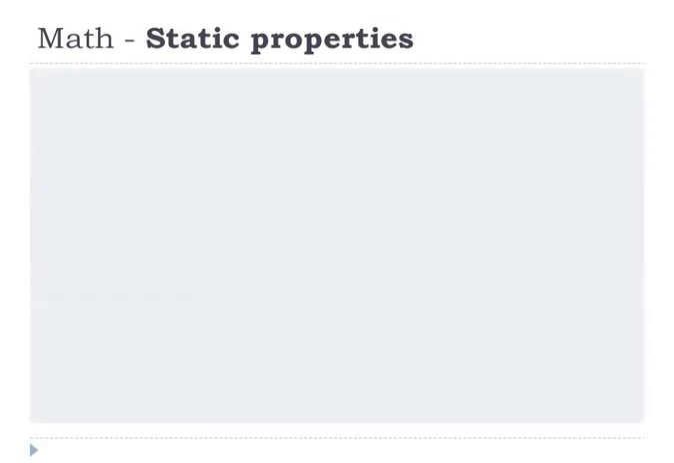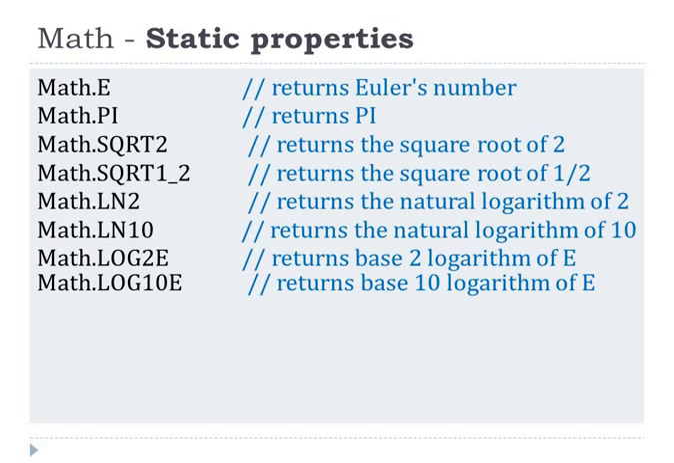So let's see the attributes first. These are all static properties, attributes of this Math object, and you can access them directly. For example, Math.E will return Euler's number. After that, Math.PI returns the pi number. These are all static properties. Over here you can also get the square root of 2, square root of 1/2, natural logarithm of 2 and 10, base 2 logarithm of E, and base 10 logarithm of E. So these are some examples of static properties of Math.